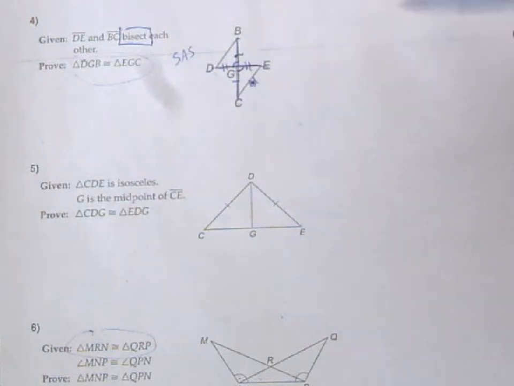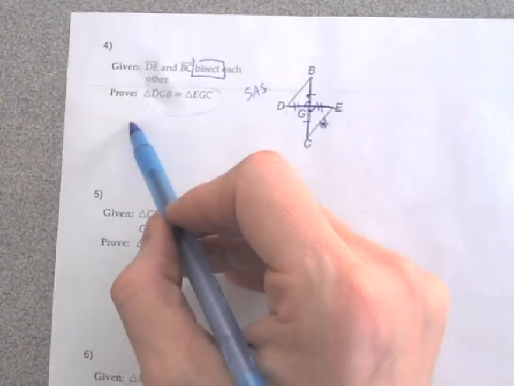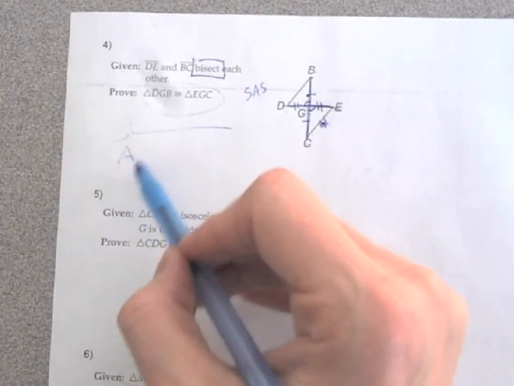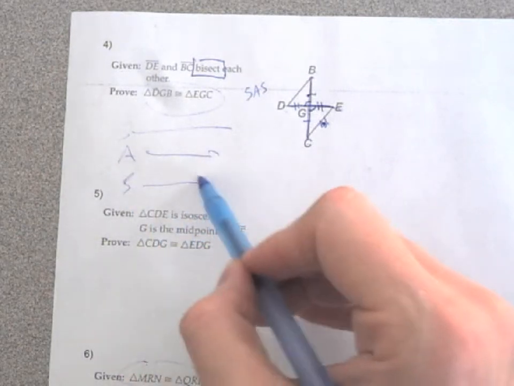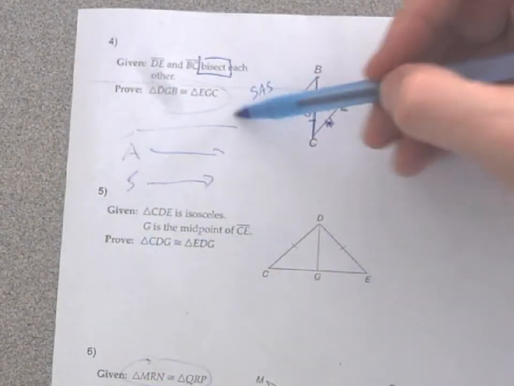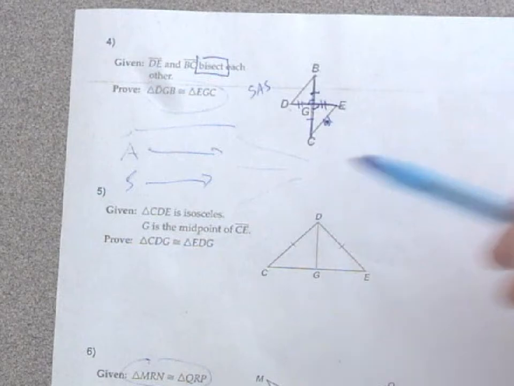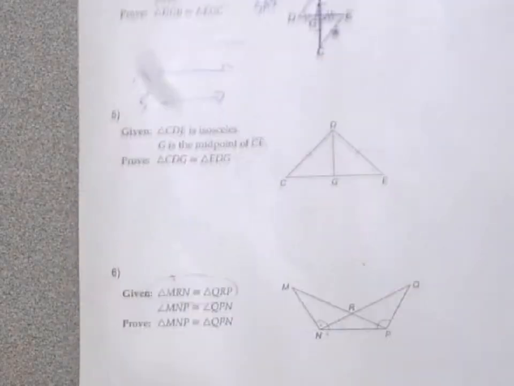Okay, again, I would do a flow proof if it was me, and I would do side, angle, side, and I would just talk about each one individually and then merge them all together to get your final thing.